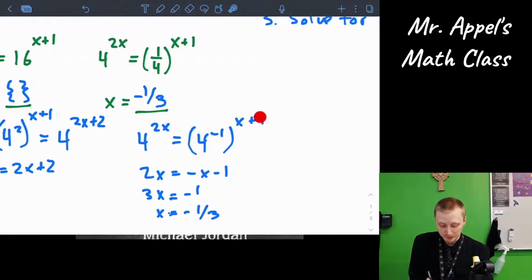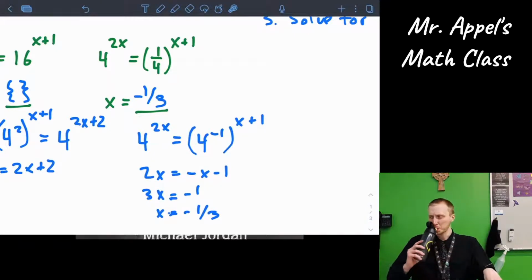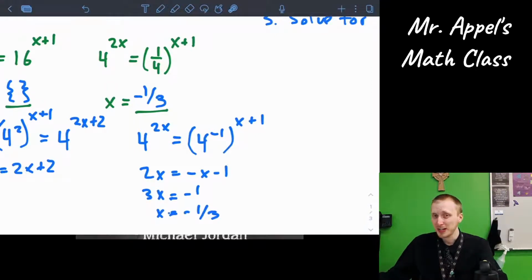So distribute that negative to both terms, and then you'll be left with just a base of 4. Oh, 2x equals negative x minus 1, solve for x. This is about as tricksy as it gets when it comes to exponents. They got all the tricks up their sleeves right there. So with that said, are there any questions on exponential functions?